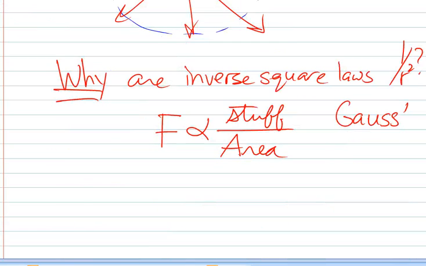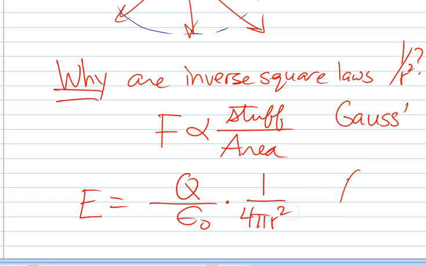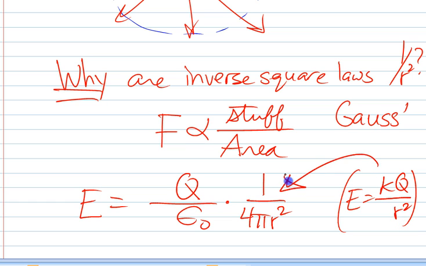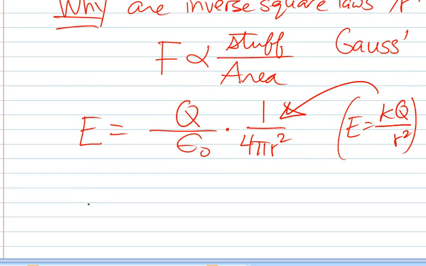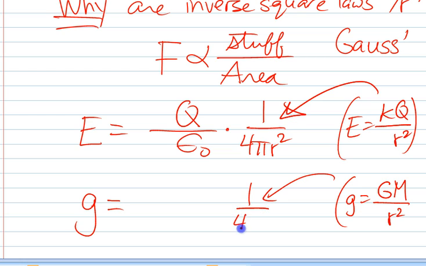And it also shows up in electric field. Electric field is Q over epsilon naught times 1 over 4 pi r squared. Remember that electric field was KQ over r squared. Same thing. And believe it or not, it shows up in the gravitational field. Remember, the gravitational field was Gm over r squared. And likewise, you can write this as 1 over 4 pi r squared times big M over some other constant, which involves big G.